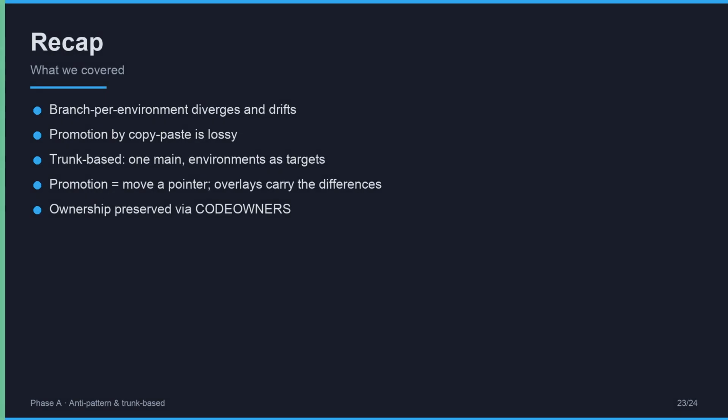Quick recap. The branch per environment pattern diverges and drifts, and its copy-paste promotion is lossy. Trunk-based development fixes the source, one main branch, with environments as deployment targets. Promotion becomes moving a pointer, and overlays carry the environment differences. And the ownership isolation you wanted? It is preserved through CODEOWNERS, without the drift.